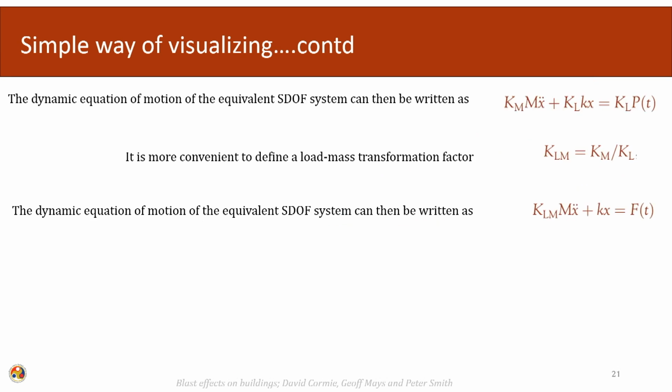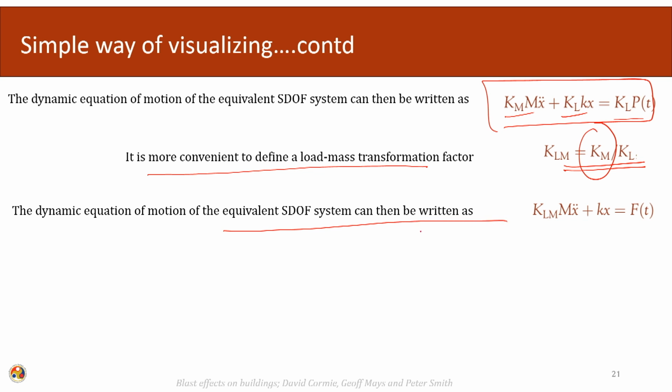So, the dynamic equation of motion for the equivalent single degree of freedom system, in terms of the equivalent mass and equivalent loading, can be written here. What we also do is that we define a load mass transformation factor, which is the ratio of the mass term and the load term. And then we can rewrite the equivalent single degree of freedom system in this fashion.